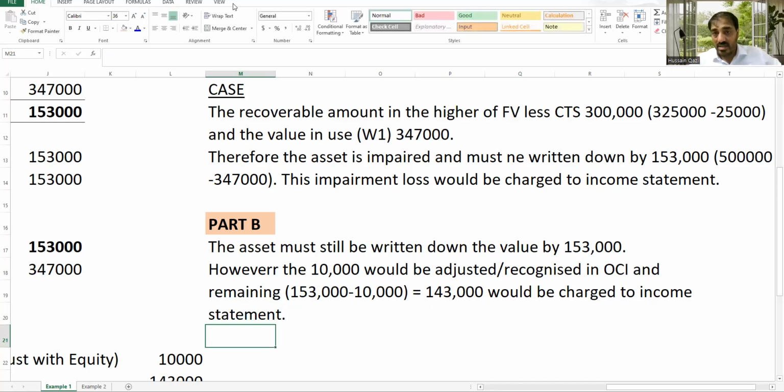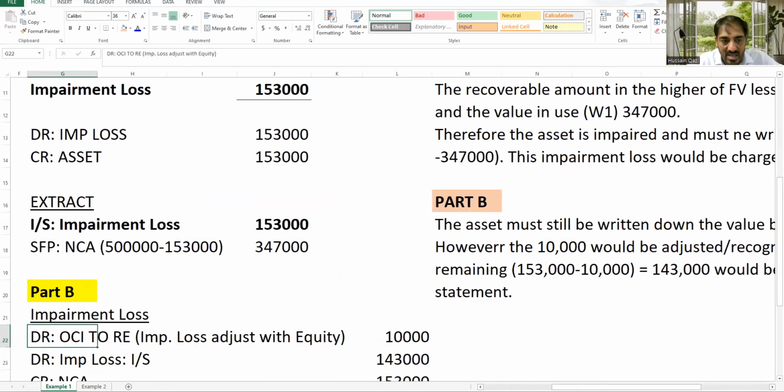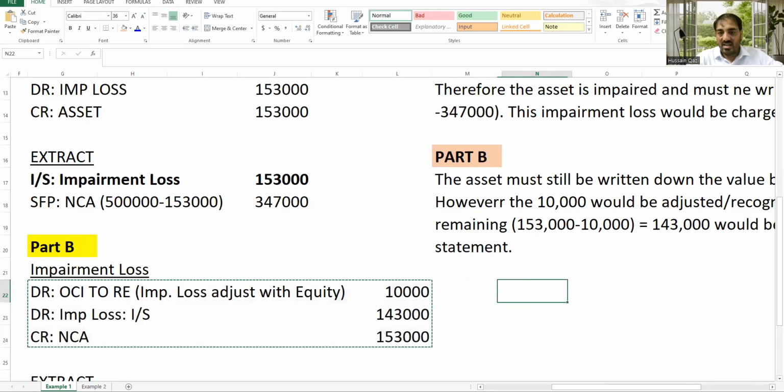That's all. Sir, do we need to make double entry? I strongly suggest, if examiner asks to make double entry, then put the double entry. Otherwise, if you are writing this, what you have written with the part B, would it just recognize OCI, asset reduce, remaining part charged to income statement? If you are going to make double entry, sir, we have to mention this double entry as well.